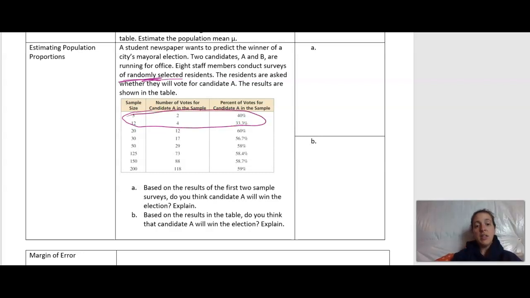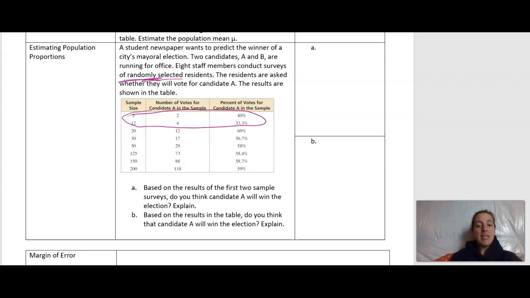Okay, so based on the first 2, the thing I notice is my sample size is not very big. So I don't know how much I would put into that data, right? Just because those are really little teeny sample spaces. I would also see the percentage of votes for candidate A are 40% and 33.3%. And in order to win, we know you have to have more than 50% of the vote. So I would say based on those 2 surveys that probably candidate A will not win the election. Okay, so that would be my answer to A.